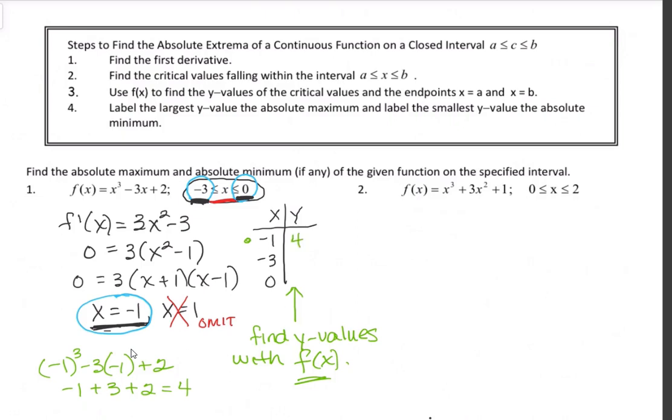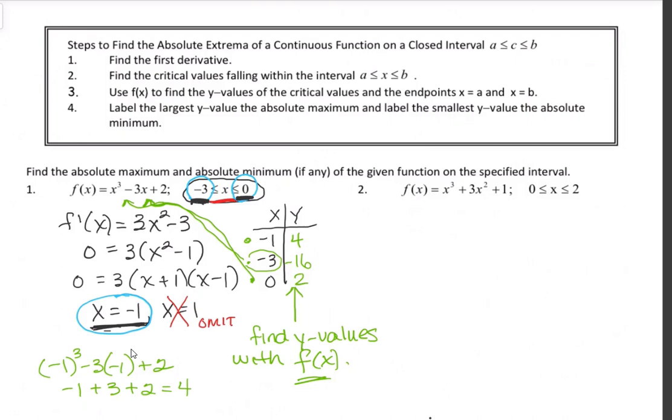Now I'm going to do that same thing with -3 and with 0. I'm going to run through the math real quick, and you can double check me. If I replace -3 into my original function, everywhere I see an x, I end up getting -16. And if I take 0 and plug it into the original function, everywhere I see an x, I get a Y value of 2.